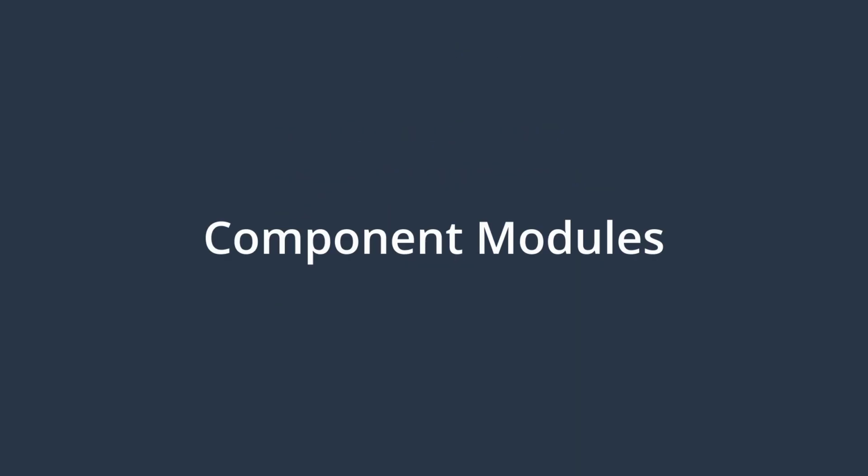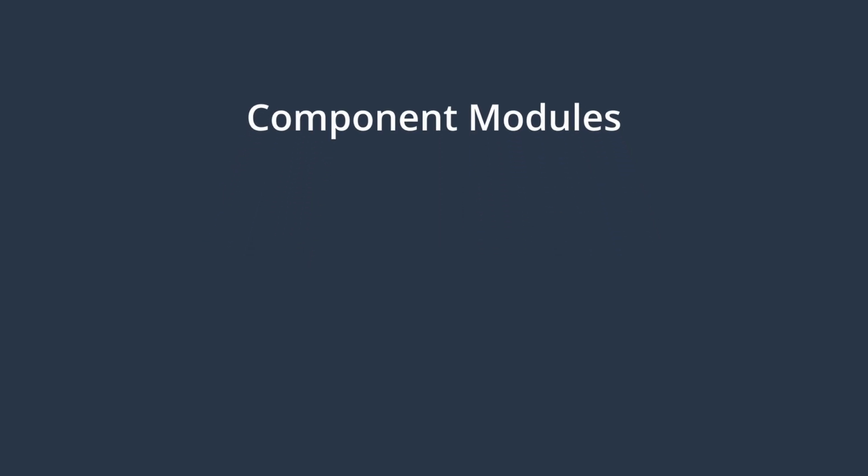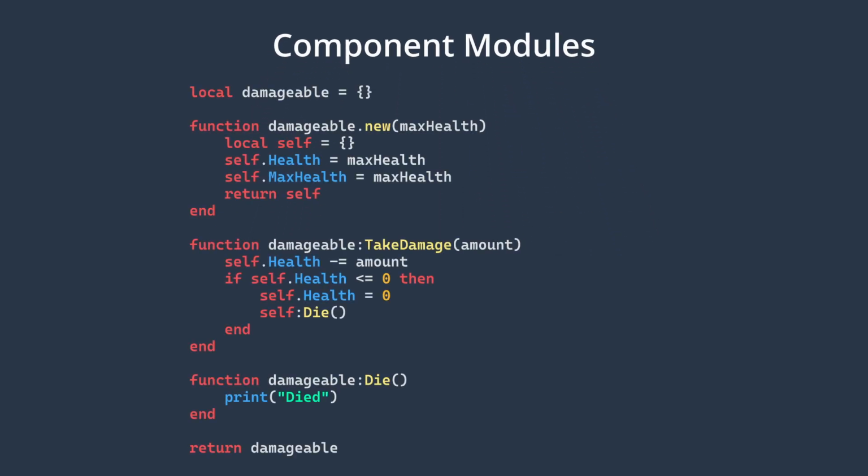Next, we have component modules. Now, a component module is reusable behavior that can be attached to many things. This is useful when we have many different objects that share a feature. So for instance, damageable. Say for instance, we want lots of pieces to be able to damage something.